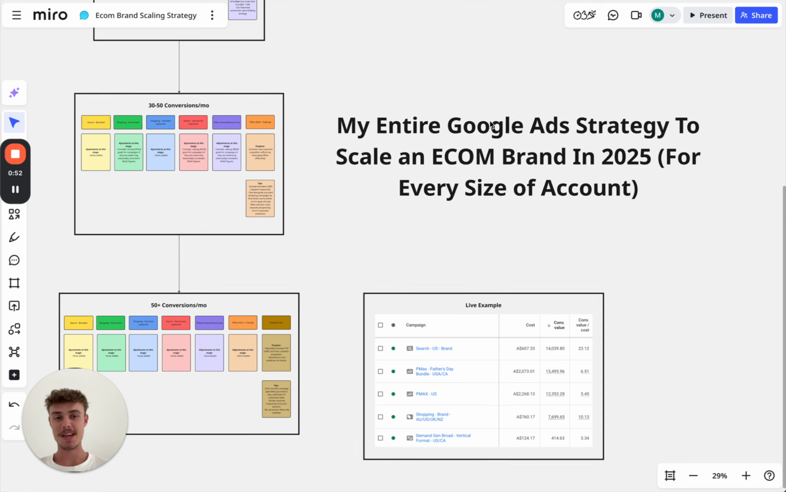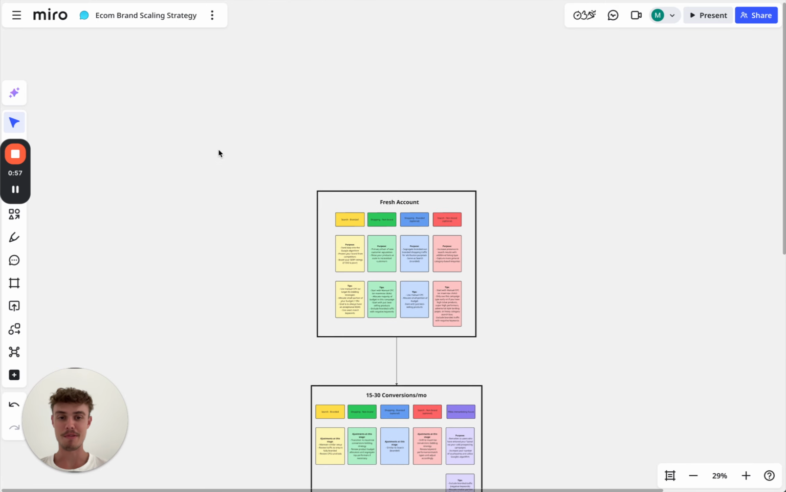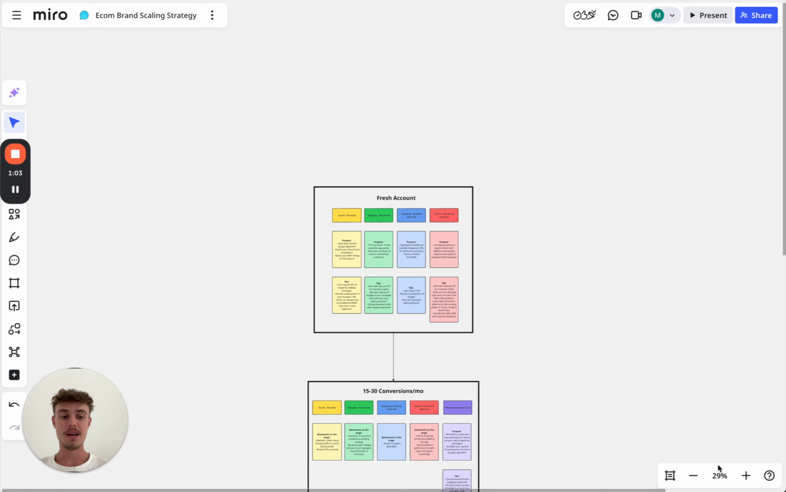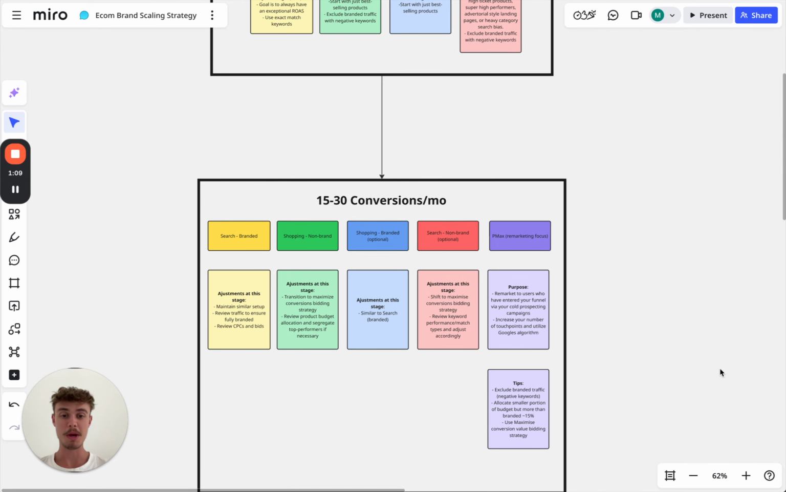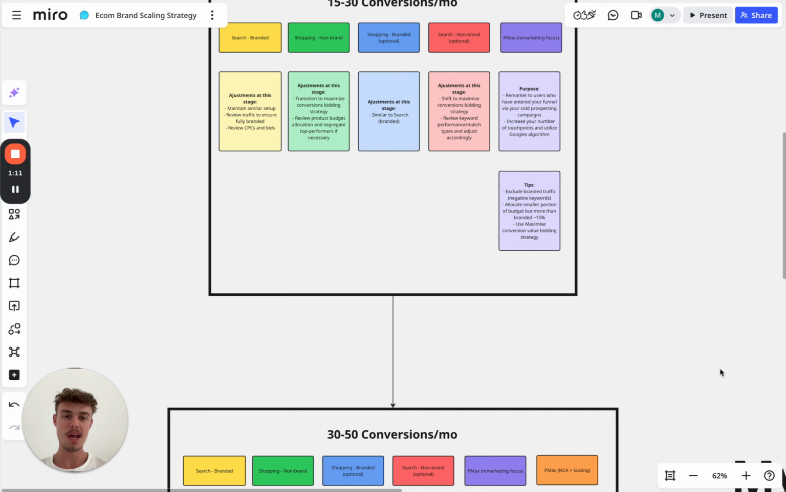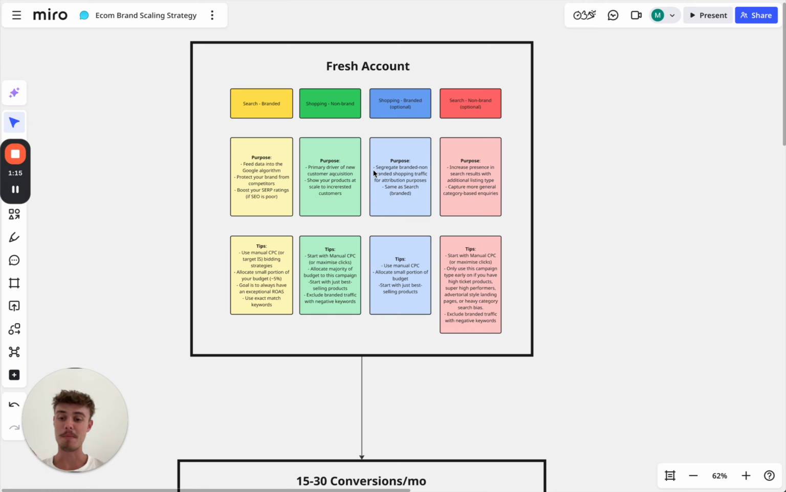So like I say here, my entire Google Ads strategy to scale an ecom brand in 2025 for every account. Now we're going to start from the beginning here with a fresh account. Obviously, if you have a bigger account that already has some spend going through and already gets some conversions in it, feel free to just skip through to whatever part of the video is relevant to you, but we'll be starting off from the fresh account so you guys can get a full idea of exactly how I scale here.